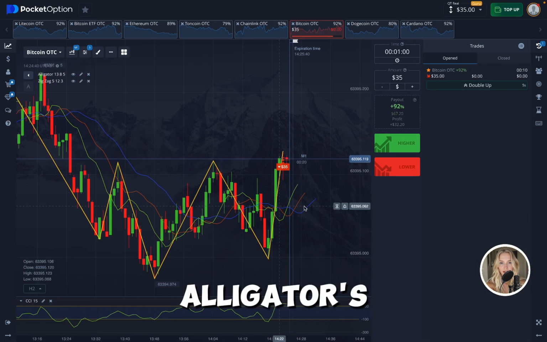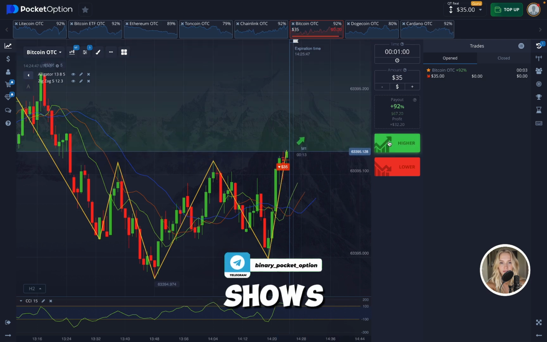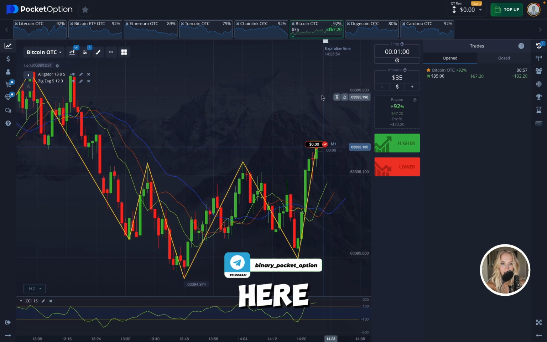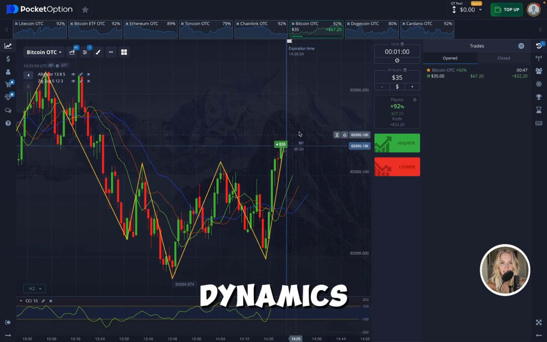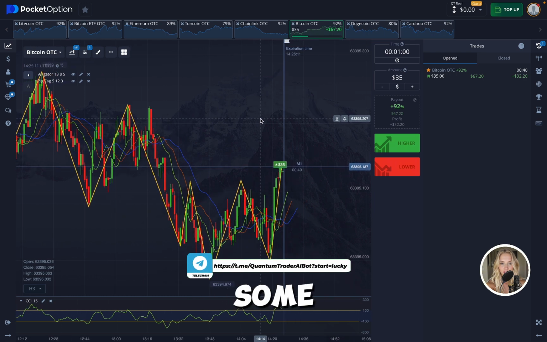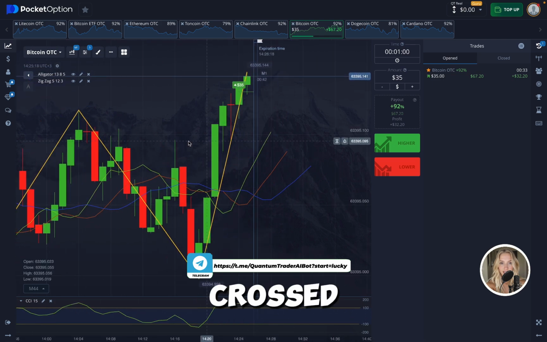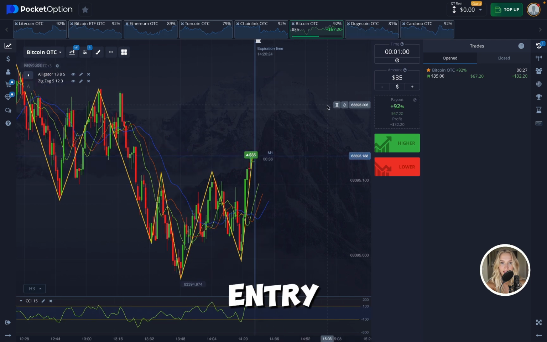Let's see. The alligator's moving lines intersect from bottom to top here, which shows a reversal of dynamics. So here too. So let's start here. I'll open a deal to increase. I understand that there will most likely be a reversal of dynamics, or further movement will go a little higher, and only then there will be some kind of pullback in dynamics in general now, since the moving lines have crossed. I have not seen an opening to increase the pullback, and I think I guessed the entry point.